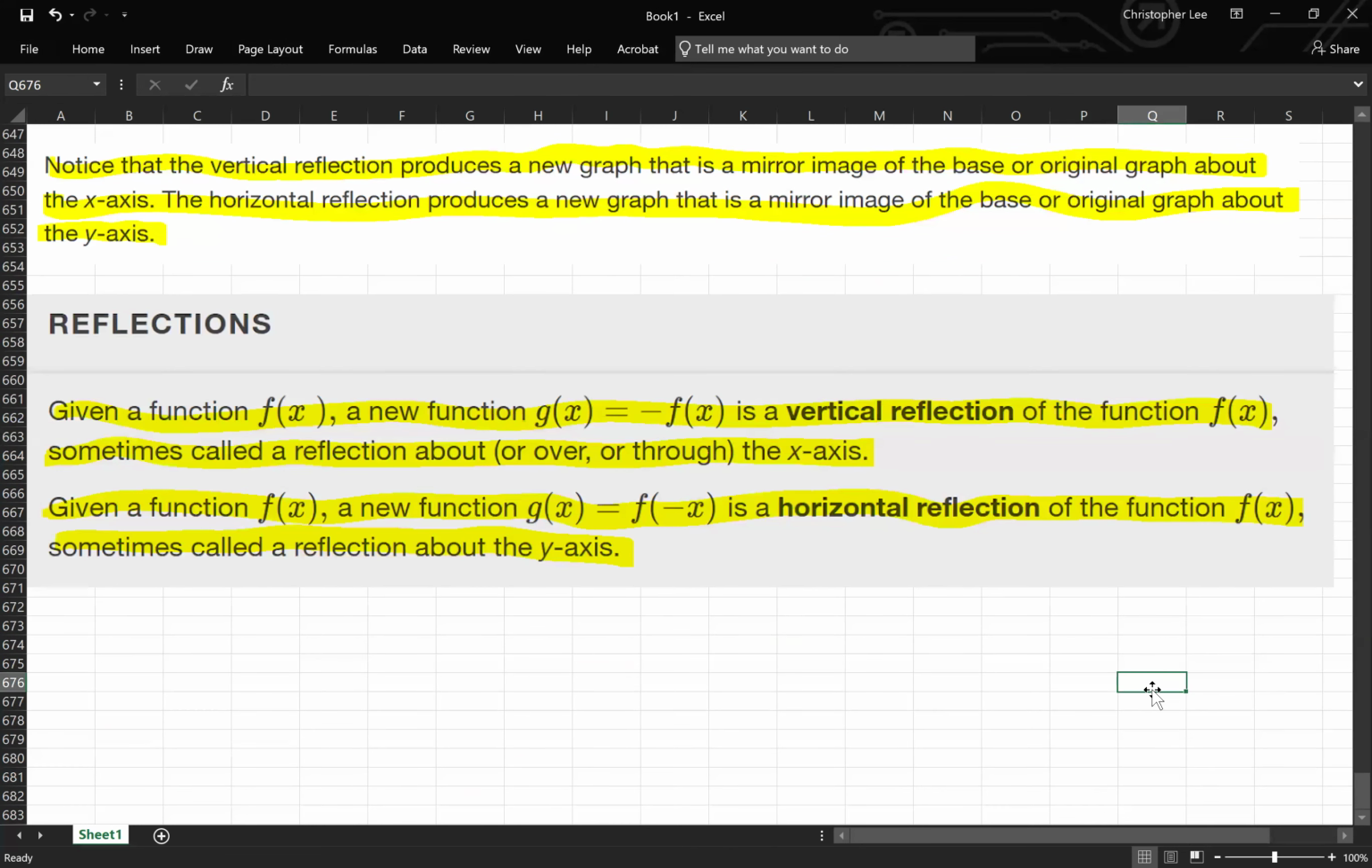Given a function f of x, a new function g of x equal to negative f of x is a vertical reflection of the function f of x, sometimes called a reflection about or over or through the x-axis. Given a function f of x, a new function g of x equal to f of negative x is a horizontal reflection of the function f of x, sometimes called a reflection about the y-axis.